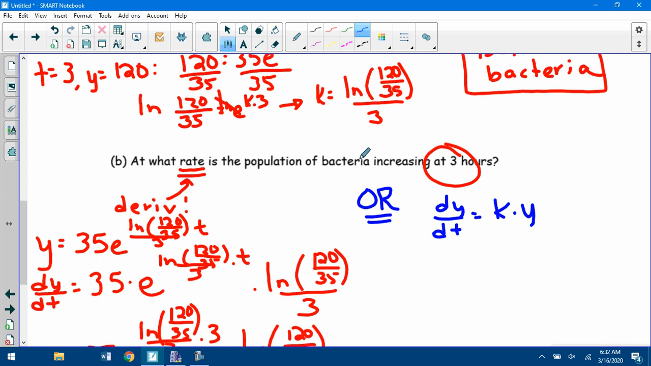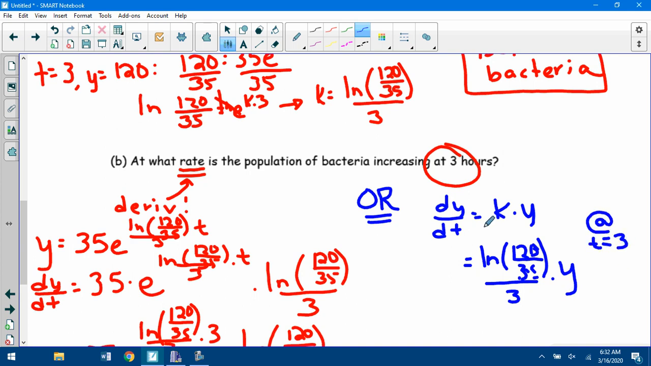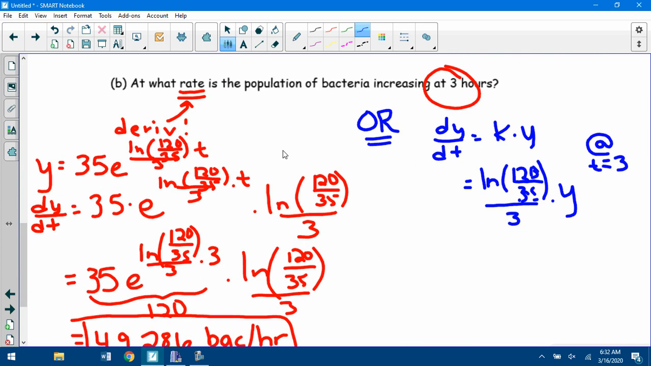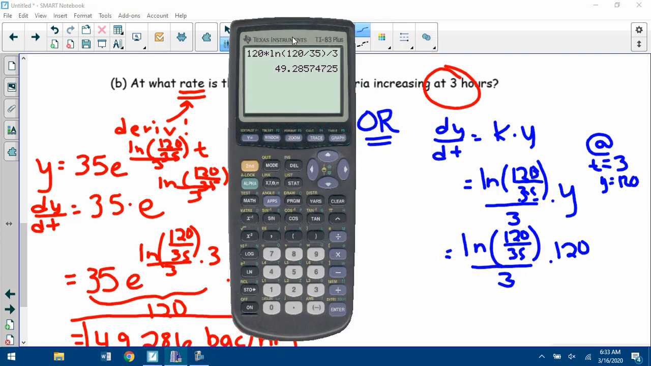Okay, well, we knew k was ln of 120 over 35 over 3, k times y. I want it specifically at 3 hours. Well, there's no t to plug in for 3, but there is a y, and we know when t is 3, y is 120. So if I just did ln of 120 over 35 over 3 times 120, let's see what we get. Oh, look, it's already on my calculator. It's the exact same thing. It's going to be our same answer as before.